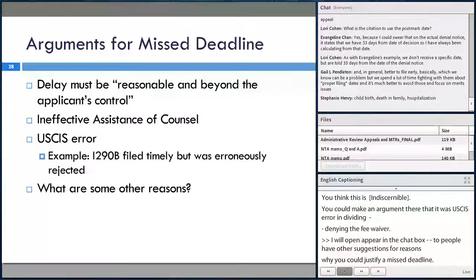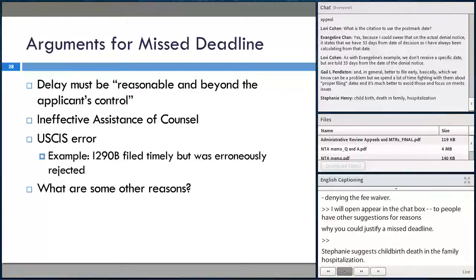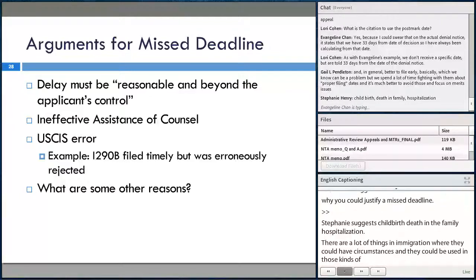Great. So Stephanie suggests childbirth, death in the family, hospitalization. There are a lot of other contexts in immigration where there could be extraordinary circumstances used in these kinds of situations, to include severe illness or death of an immediate family member, severe illness of the applicant herself, other things like that, that if they're a factor in your case would be something to raise as an argument.